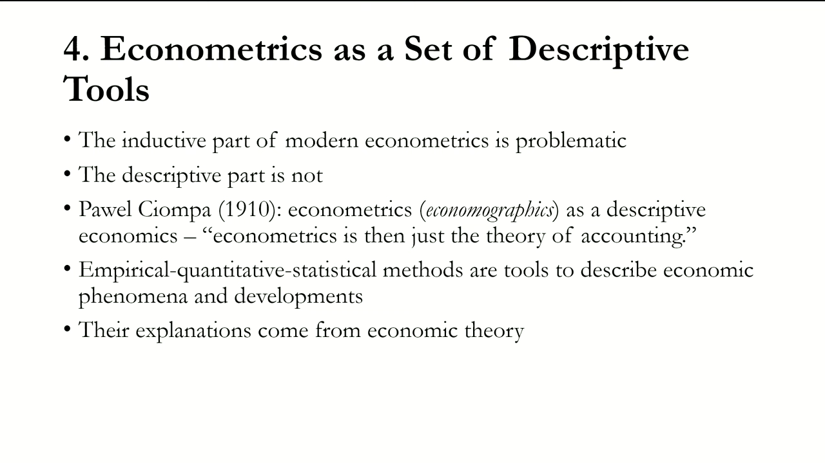Understood in this sense of the word, econometrics is entirely compatible with Austrian economics. Yeah? From the vantage point of Austrian economics, descriptive econometrics in this sense is not problematic and can be used. So empirical quantitative methods, statistical methods, understood as tools to describe the situation of the economy, are useful in history. As Mises would also acknowledge.